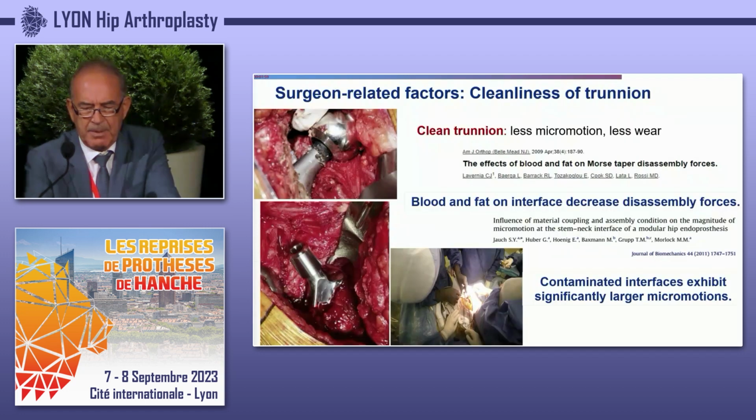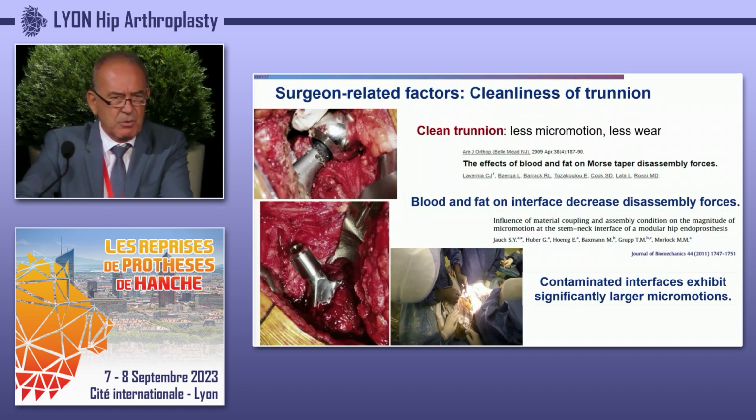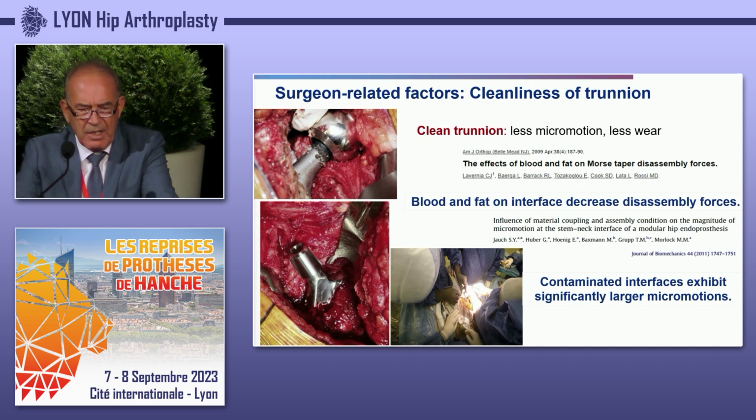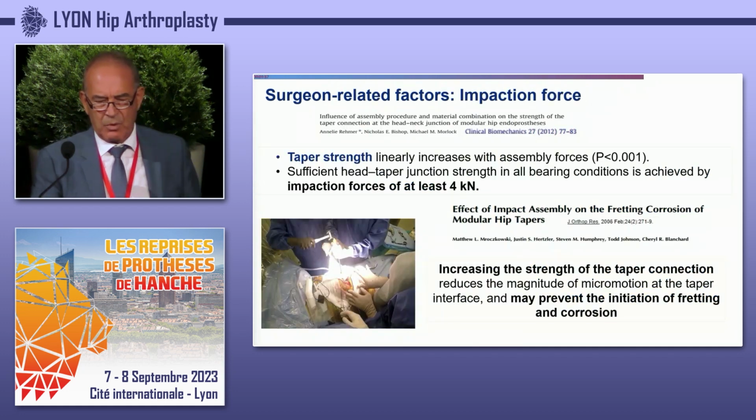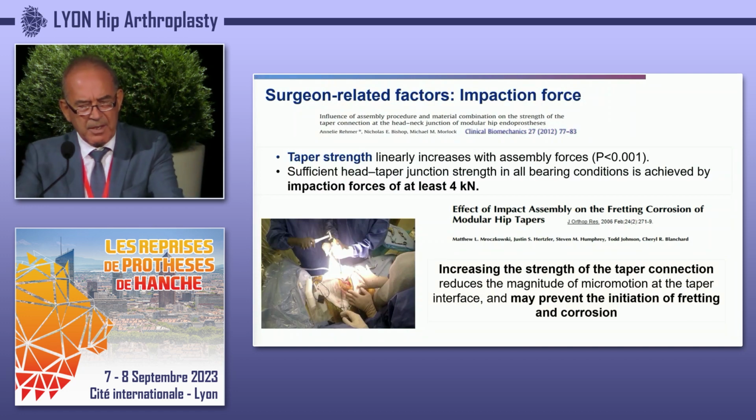protective of taper damage. What about the surgeon-related factors? It comes to us. Cleaning the trunnion is very important. If you have a clean trunnion, you have less micromotion, less wear. If you have blood and fat on the interface, it decreases the disassembling forces, and a contaminated interface exhibited significantly larger micromotion and, of course, corrosion. What about the impaction force?